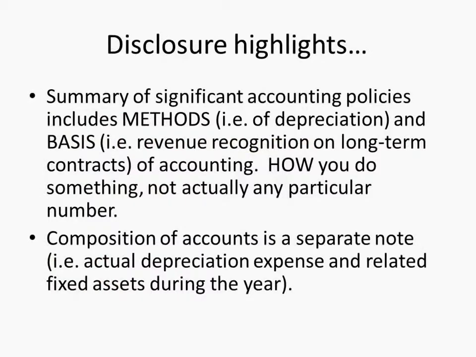So again, just highlights from that. The summary of significant accounting policies includes methods, i.e. of depreciation, and the basis. Okay? How do you recognize revenue on long-term contracts? It's going to give you methods for things. It's going to give you the basis that you use, but it's not going to give you any particular number. Other notes, composition of accounts, is going to be in these other notes, and all of these other items that I discussed. Okay? If they're not methods, then they go into other notes.